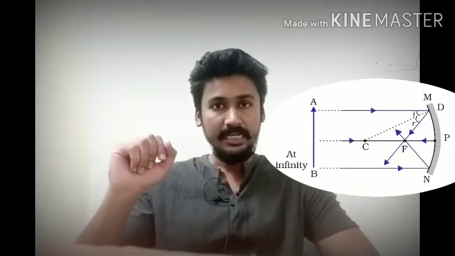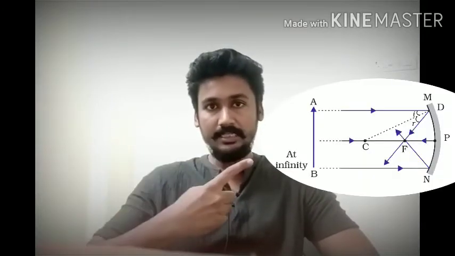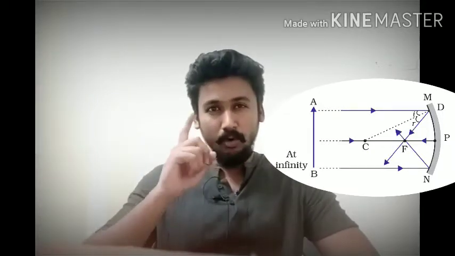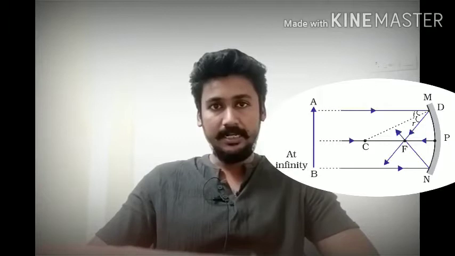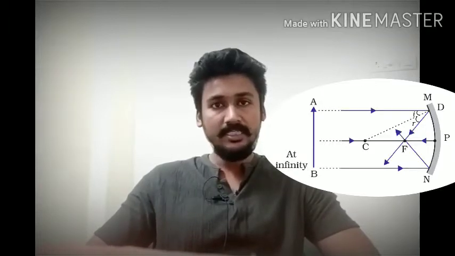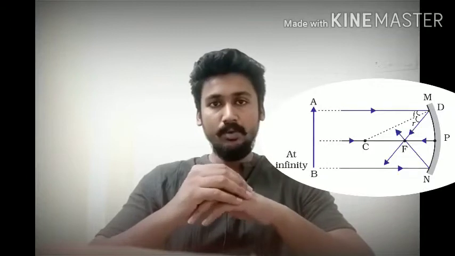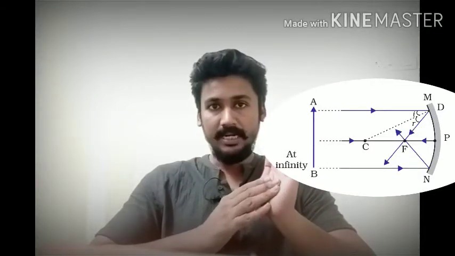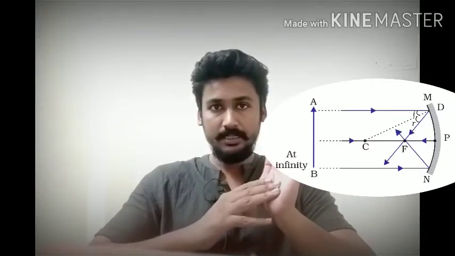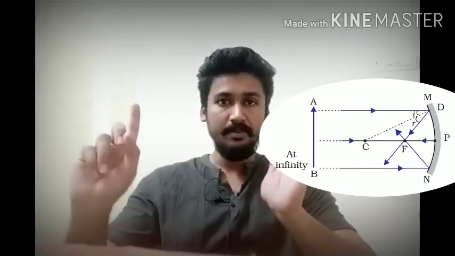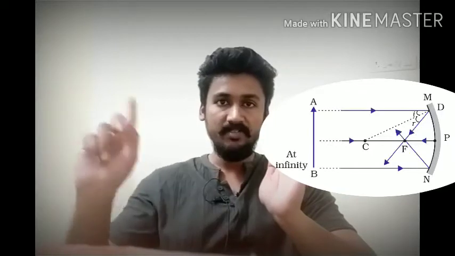The first thing: when the object is placed at infinity. This is the ray diagram. So the object is placed at infinity. What do we mean by infinity? Infinity does not necessarily mean thousands of kilometers away. Let us say you have a concave mirror that has a focal length of 5 centimeters as an example. If the object is placed at, let us say, 100 centimeters, you can say it is at infinity.